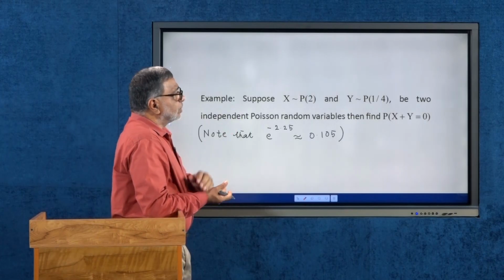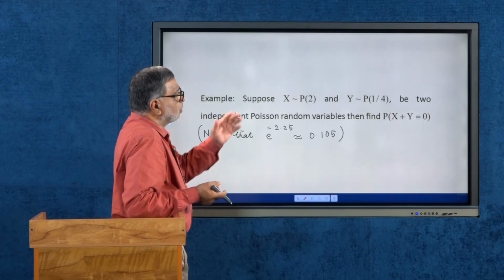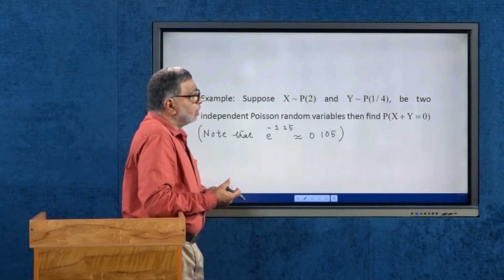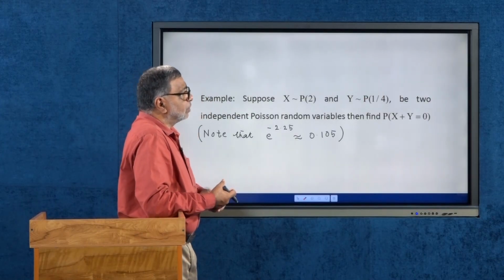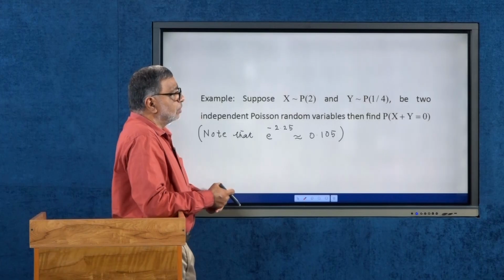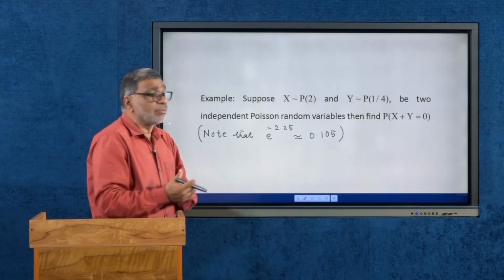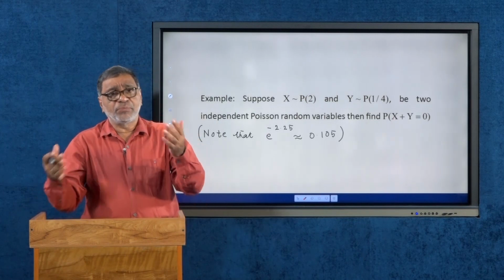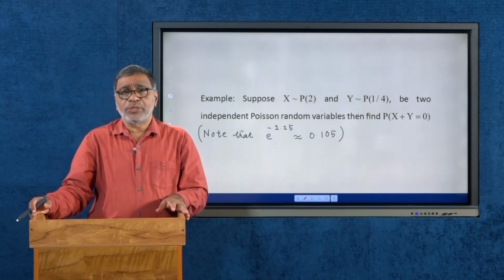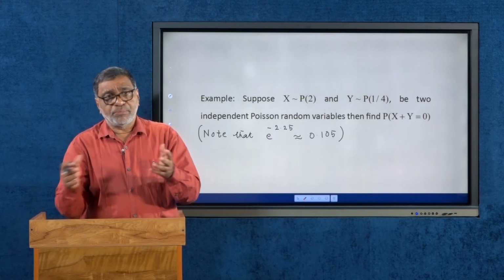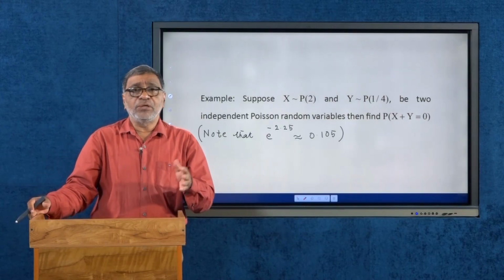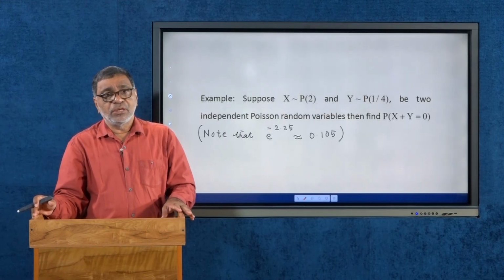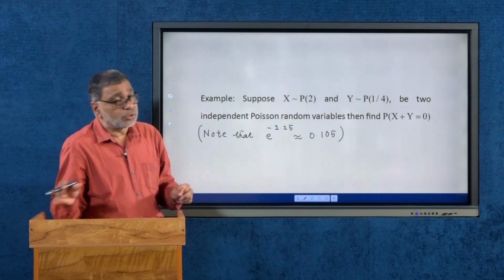Suppose you consider x, a Poisson random variable with the parameter 2, and y, a Poisson random variable with the parameter 1 by 4. Then can you find the probability of x plus y is equal to 0? This is a question. Whatever probability values are required, you can find, or if you have to find the mean of x plus y or the variance of x plus y, you can find them using the additive property. How is it possible?